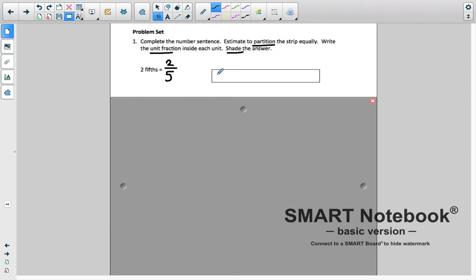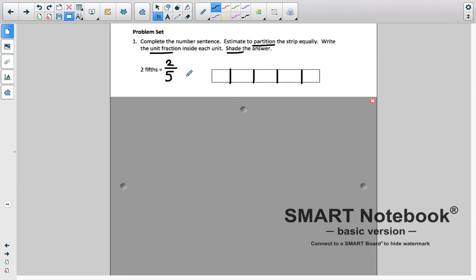So let's partition our fraction strip first. So how many equal pieces do I need to have? I need to have 5. So I'm going to try to partition it as equally as possible. 1, 2, 3, 4, and 5. So 5 pieces. 1, 2, 3, 4, 5.